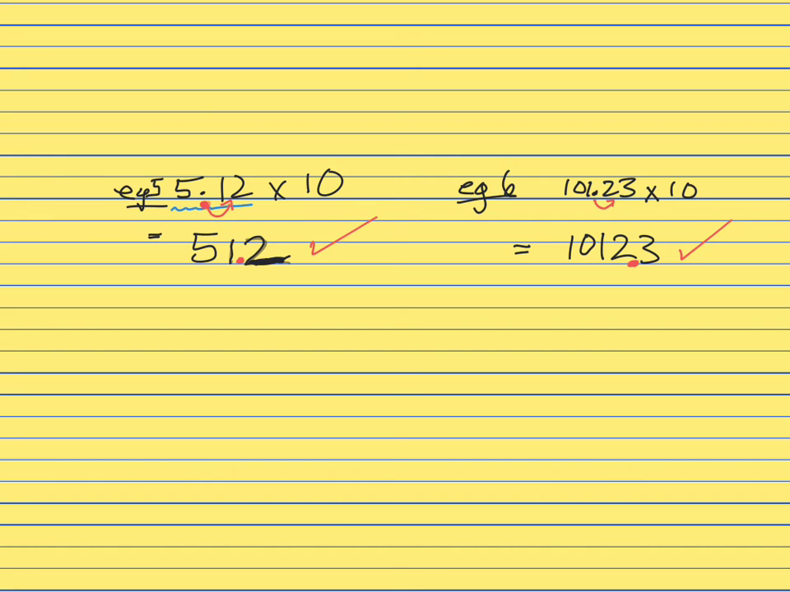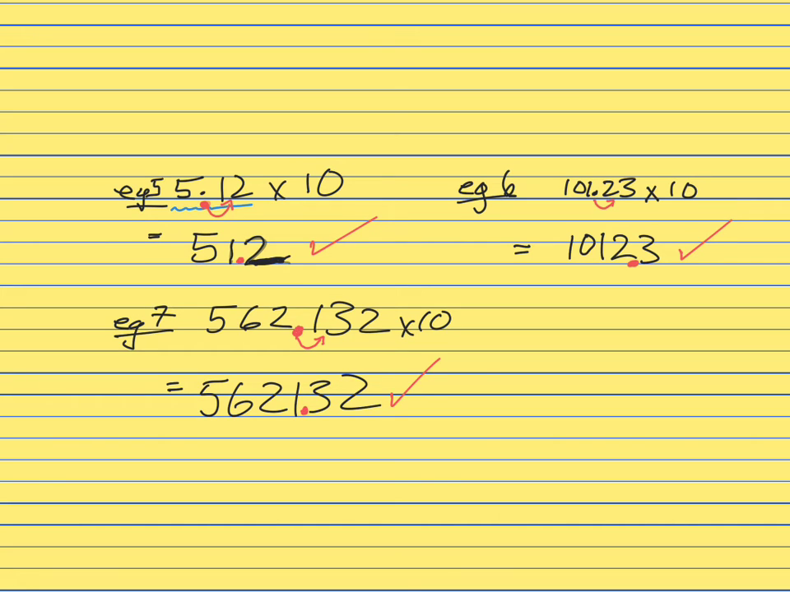Now, try this one on your own. 562.132 times 10. So, just like we did before, we write down all our numbers. 562132. And now all we have to do is figure out where our decimal is. Pause it and tell me where the decimal is. And so now we take our point and we look at it. There's our decimal, and we're going to move it over one spot. So now it should be 5621.32. And if you got that, you're good.